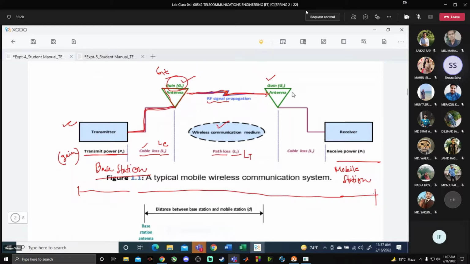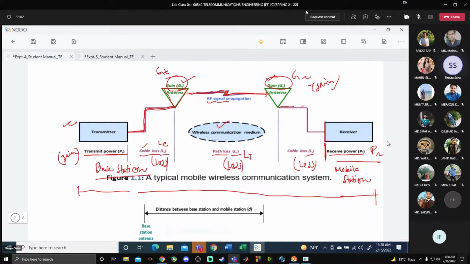And then the receiving antenna also has a gain associated with it, which is GR. So this is also a gain factor. This is a gain factor, this is a loss factor, this is a loss factor. So understand the factors, what is happening. And then again on the receiver side, you can have cable loss, LC. This is also a loss factor. And finally, the signal power received by your mobile set is your received power, PR. So this is a typical mobile wireless communication system.